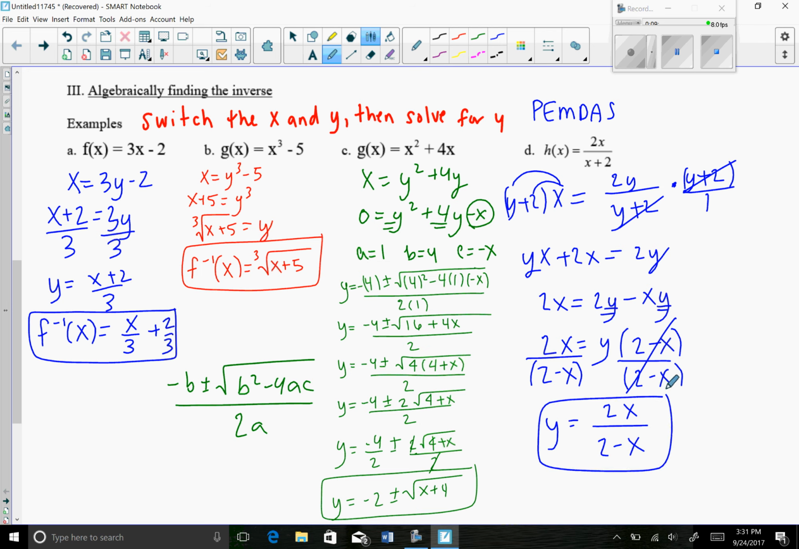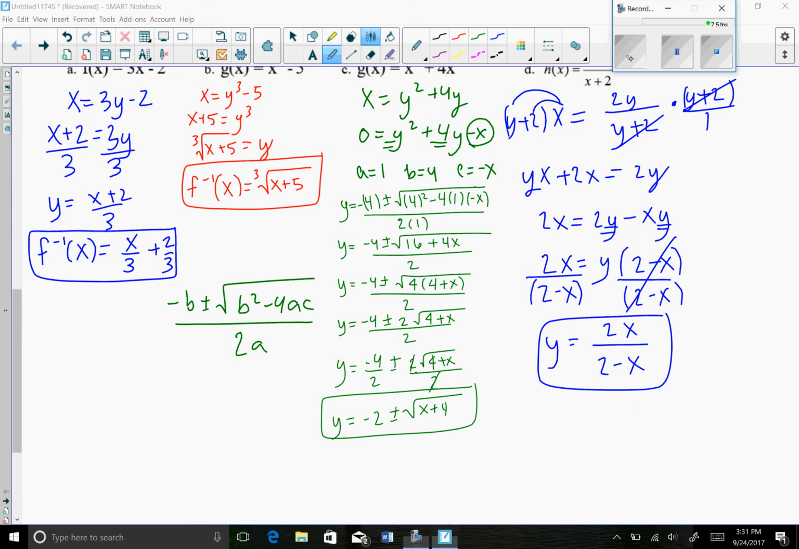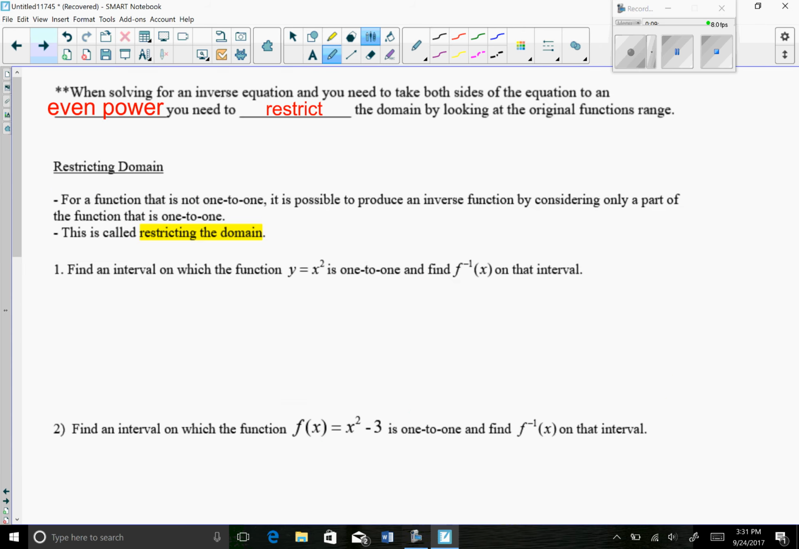And that would be my inverse equation. So as you can see, these do get a little bit harder as we are now in pre-calc. So for the next part, it says when you're solving an inverse equation and you need to take both sides of the equation to an even power, you need to restrict the domain by looking at the original function's range.